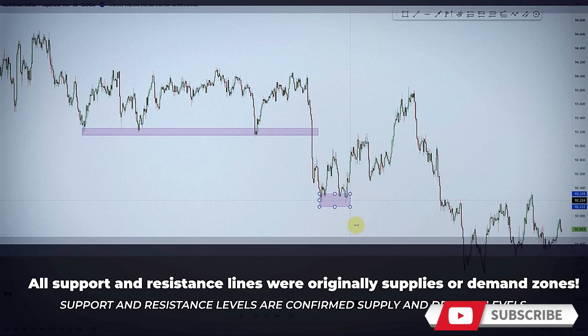So supply and demand are fresh levels or zones where a price has not been determined yet. Therefore, these levels are valid to trade. Support and resistance are levels which are already confirmed.